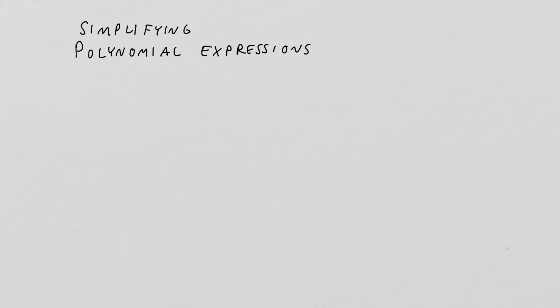Let's practice simplifying polynomial expressions. If you have this kind of expression where there are many variables, like here we have a's and b's, you can combine the similar terms. So these terms both have a, and in the second one you can imagine that there is a factor 1.